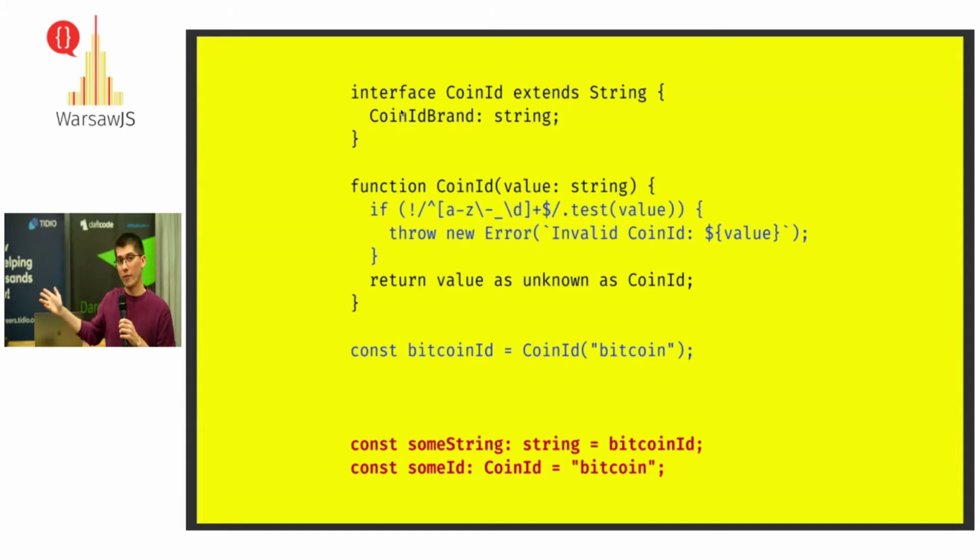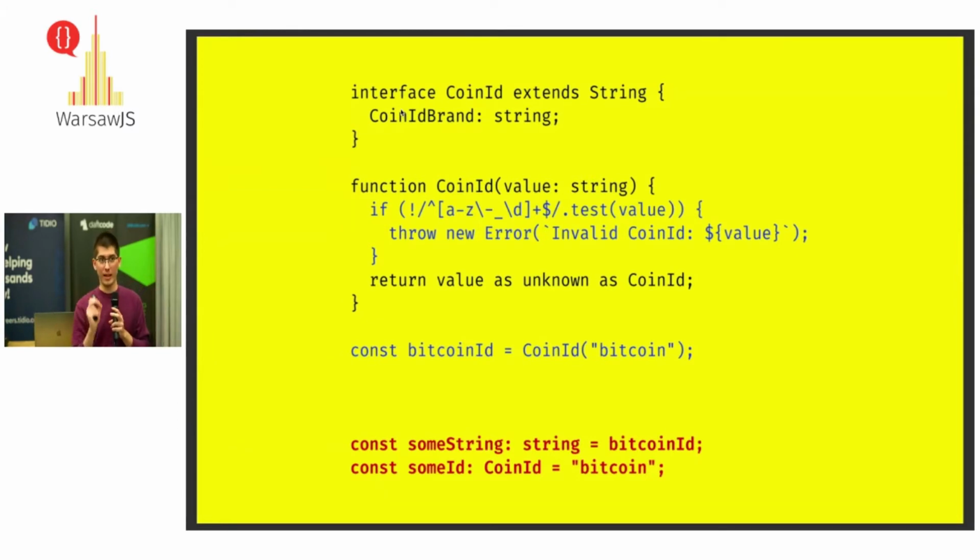So here you have the CoinID, and it has a regular expression, which checks that it's actually a valid CoinID. If it's not, it throws an error, right? And then you can create an instance, but it's still going to be a string, right? It's only in terms of what TypeScript thinks. You can create an instance of this CoinID by just calling a function with a string, and then you get a value which is of type CoinID.